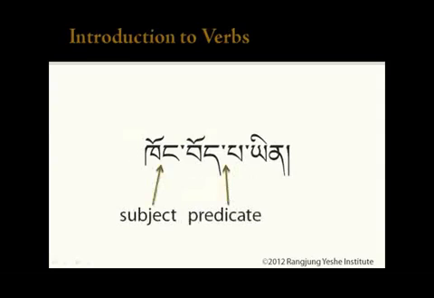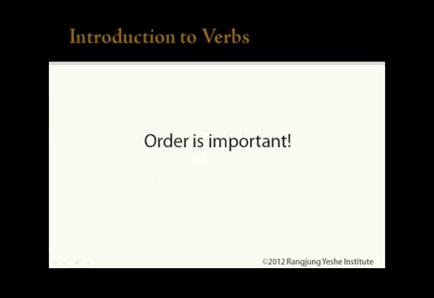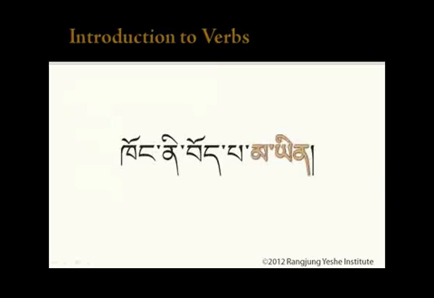With copular sentences, the subject always comes before the predicate. If we flip around Kong and Bupa in our example here, the meaning becomes the Tibetan is him. The emphasis is different when the words are flipped around like this. The opposite of yin is ma yin, which is usually shortened to min. So, if we were to write Kong Bupa ma yin, that would mean he is not Tibetan.